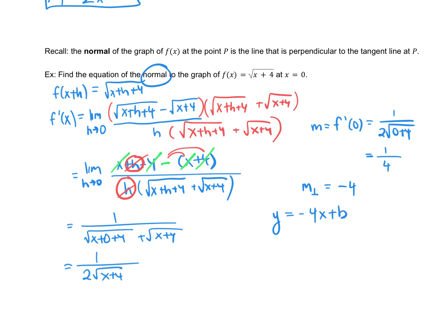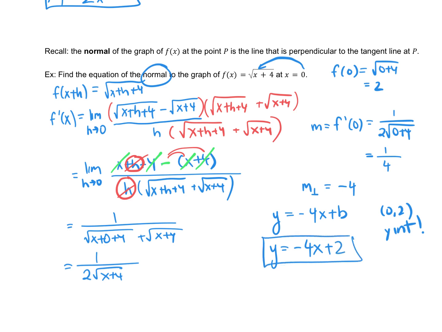Now, we never found the actual coordinate in our function, but no problem, we can do that. I'll quickly find f of 0, and the square root of 4 is 2. So we can use the coordinate (0, 2). And luckily, (0, 2), well, that's already the y-intercept. So I can go straight to my equation. y equals negative 1/4 x plus 2 is the equation of our normal.